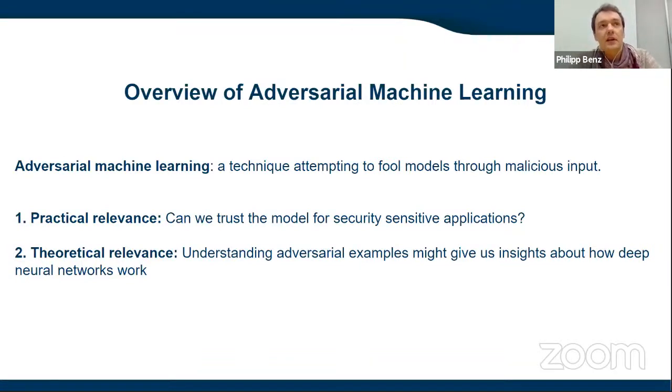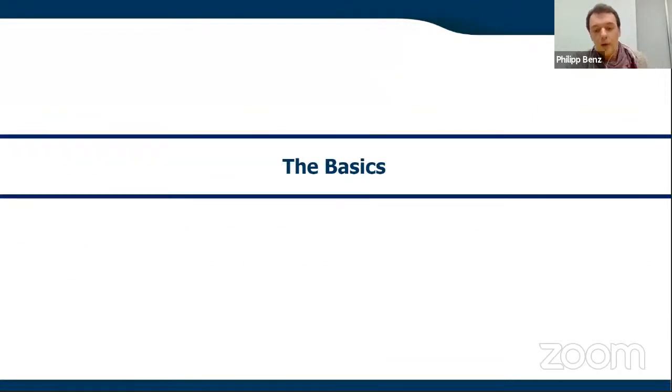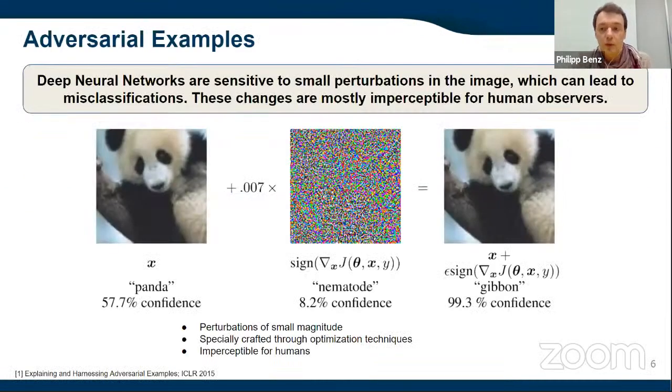And one might ask, why is this important or what is the practical relevance? Well, this is actually a very important topic from the security perspective, because we also need to ask ourselves if we can trust the models that we're using in deep learning over time in security sensitive applications. And this might also give us a theoretical advantage, because we also want to understand why certain inputs will lead to a misclassification and let us better understand how neural networks actually work. So let's get started with some of the basics. First, what are adversarial examples? So what are we actually talking about?